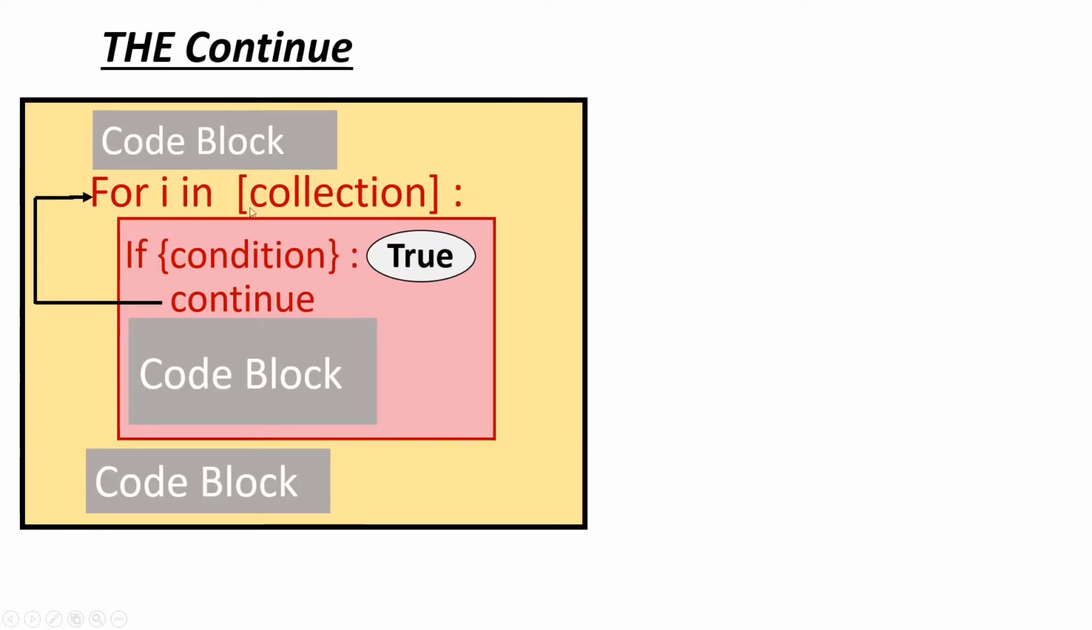So each time the element i takes a value, inside the code the first thing done is to check the condition. If the condition comes out to be true, continue runs. If this particular condition does not come out to be true, the code block runs. But what happens if continue runs? Continue will not allow this code block to run for that value of i, and it will directly go up and i will take the next value.